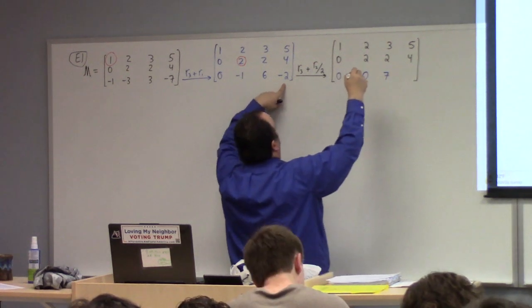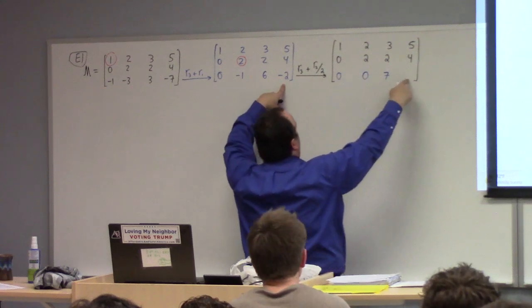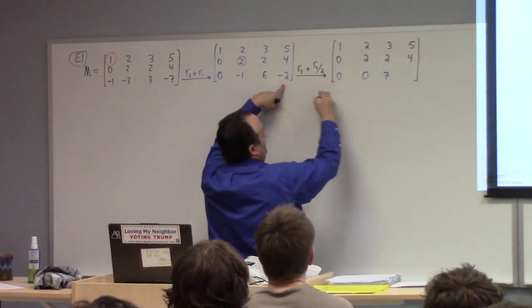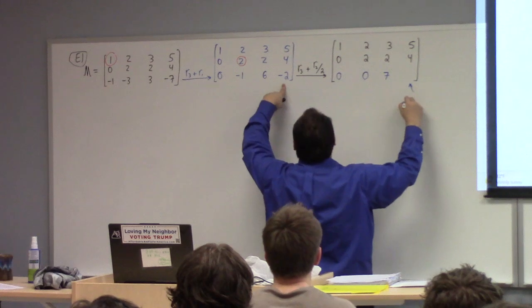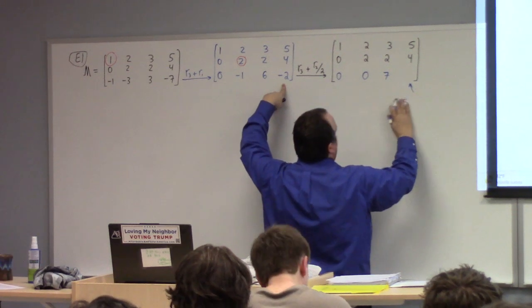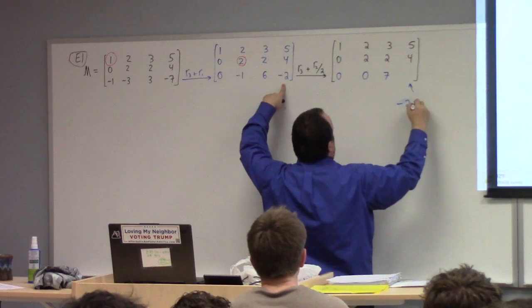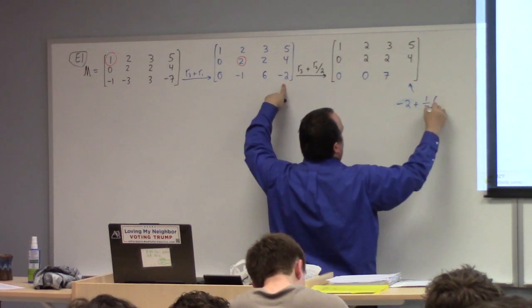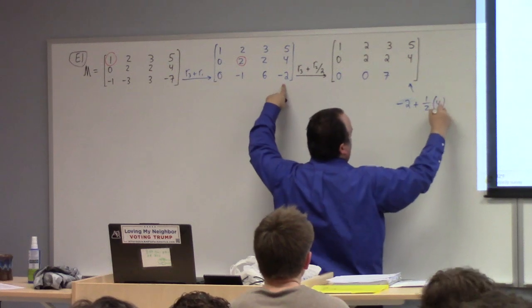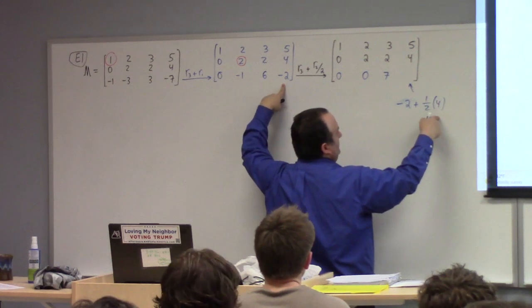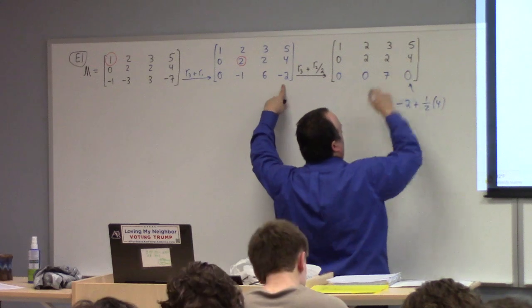Let's see here. Now, this one here, I have to figure out what is this right here, right? It's going to be 5, my bad. It's going to be minus 2 from row 3, right? Plus 1/2 of what? 4. Also known as? 0. Oh, hey, that's nice. 0. All right.